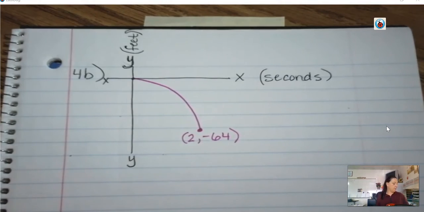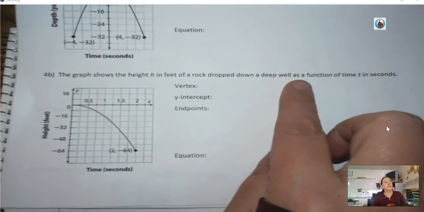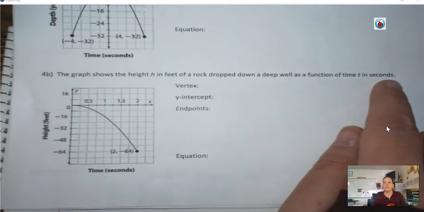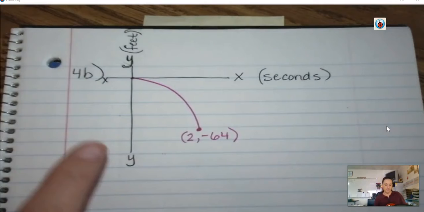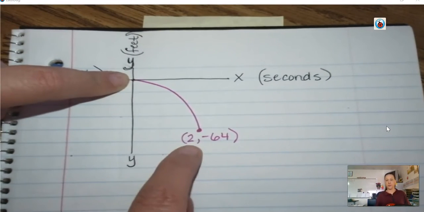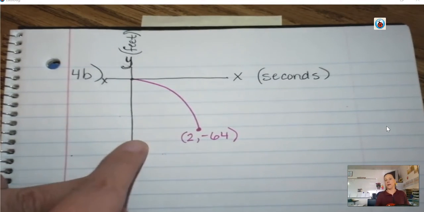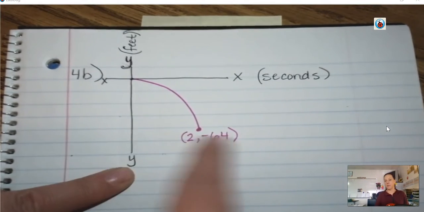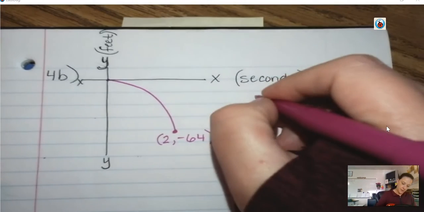Okay, this graph shows the height h in feet of a rock that's dropped down a deep well as a function of time t seconds. Okay, so you're dropping a rock down a well. So at 0 seconds, you're holding the rock, and then after 2 seconds, the rock is 64 feet below the ground, or it's at the bottom of the well. So from here now, we're going to label the vertex, the y-intercept, and the endpoints.